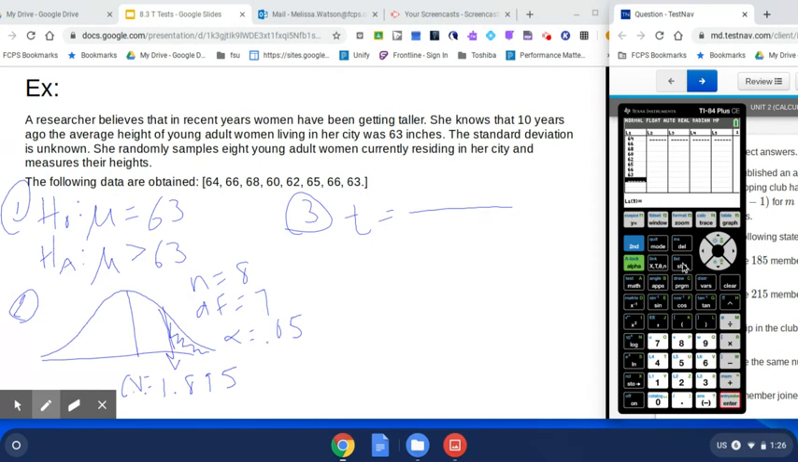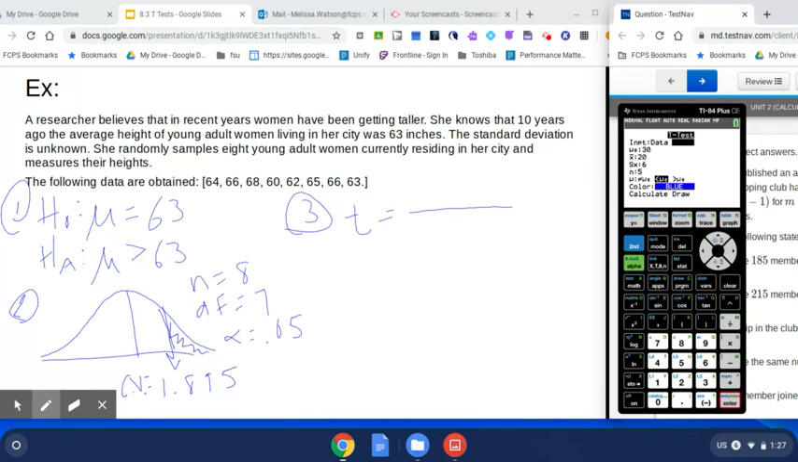I'm going to go straight to Stat Tests. We are doing a t-test for this one because we don't know the population standard deviation. And if we're going to calculate a standard deviation, it's going to be of those 8 people. So it's going to be a sample standard deviation.